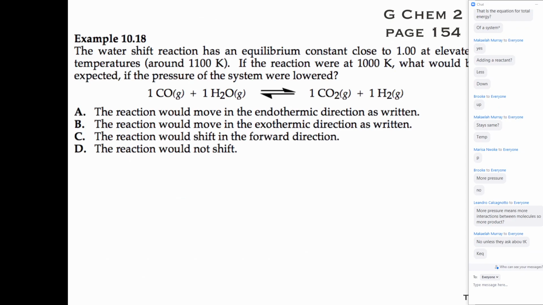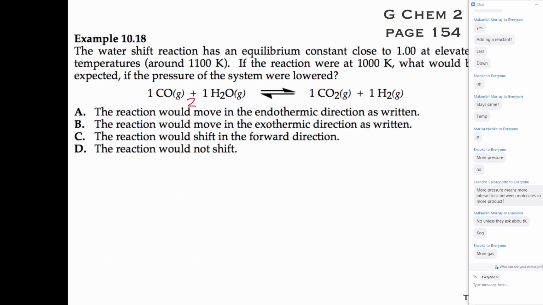Exactly. So if the reaction were at a different temperature, what would be expected if pressure of the system were lowered? If I lower, increase, do something to the pressure, do you agree it's going to move to the side with more gas or less gas? Perfect. So if I lower the pressure, move to the side with less gas, it would fill up the space. It would re-equilibrate that pressure drop. So which side has less pressure? Which side has fewer gases?